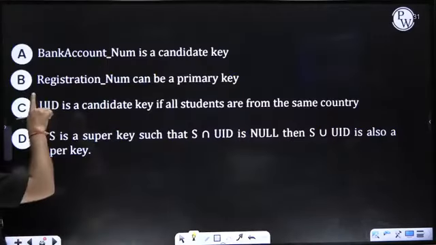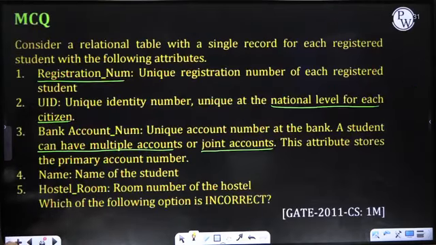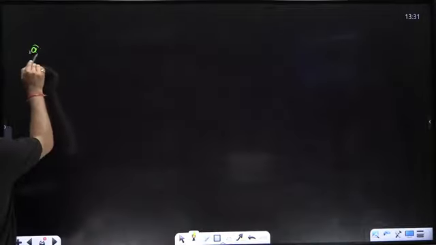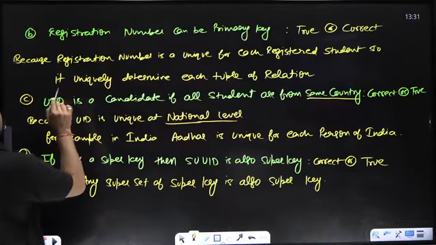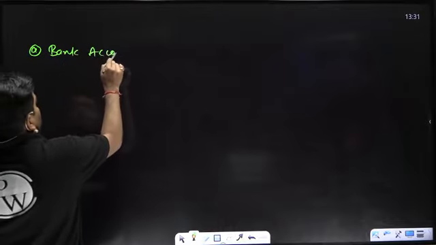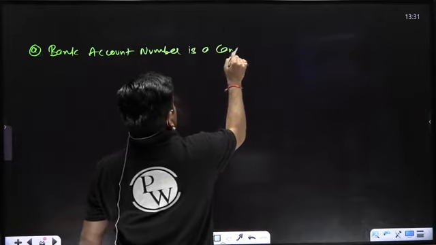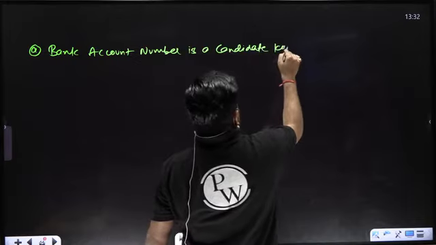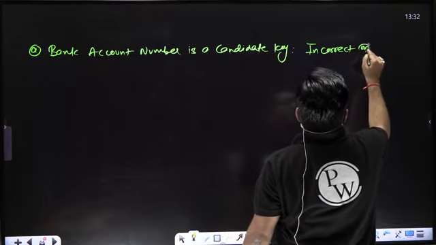Now we will check option A. A bank account number is a candidate key. This is incorrect. You can say false.